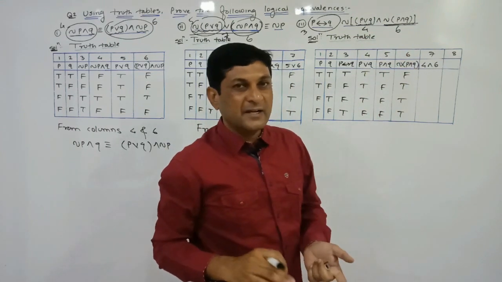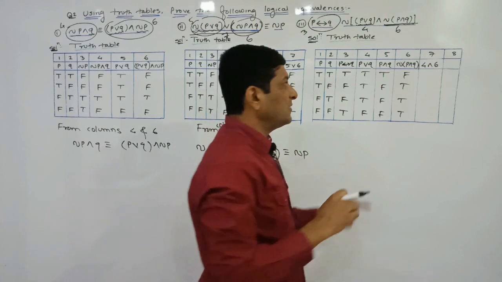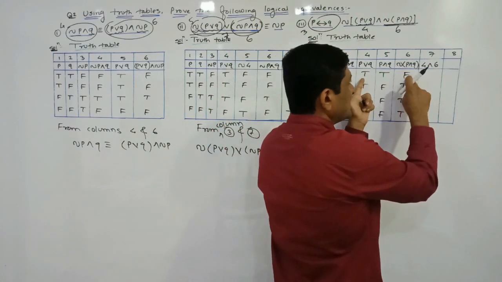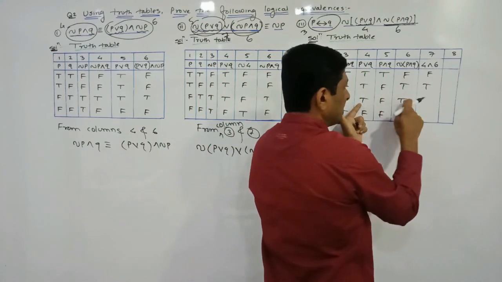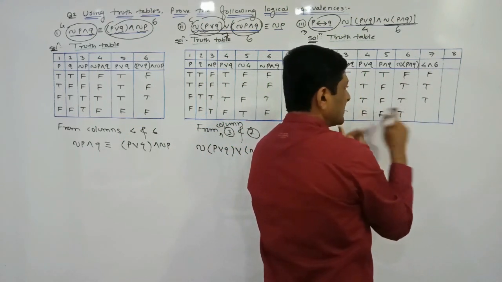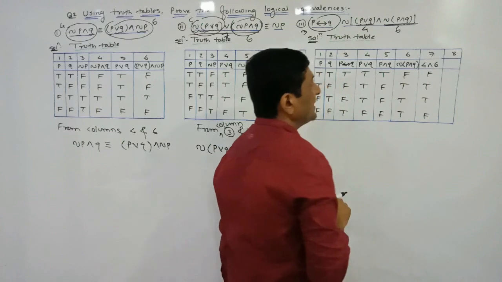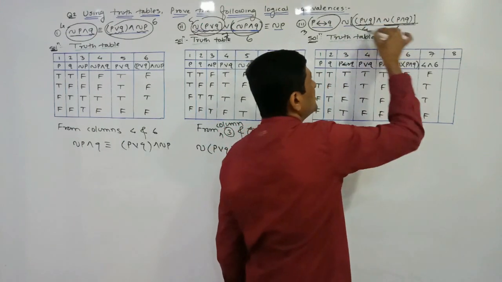And in case of and, if at least one statement is false, the result will be false. So here false is there, so here we'll get false. Here both are true, so true. Here both are true, so true. And here one statement is false, so we'll get false.